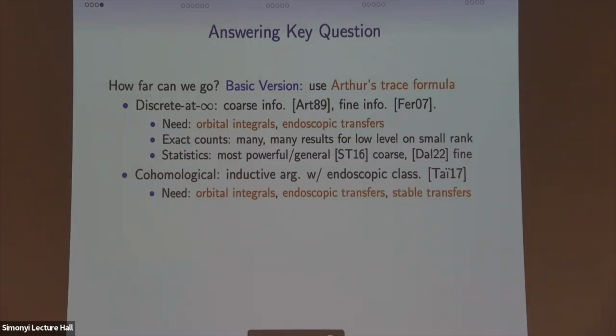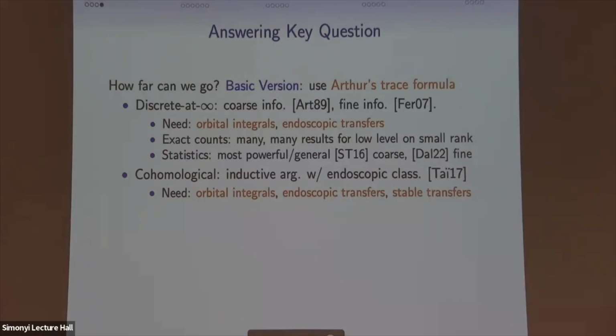So the next step is you want to look at cohomological representations. The tool you have to use here is Arthur's endoscopic classification. There's an inductive argument by Taibi that's the full way to use Arthur's endoscopic classification to solve these counting problems. And basically you need to understand the same two things that you did before. If you want to do it in full generality, there's another thing you need to understand called stable transfer, which is much more difficult.